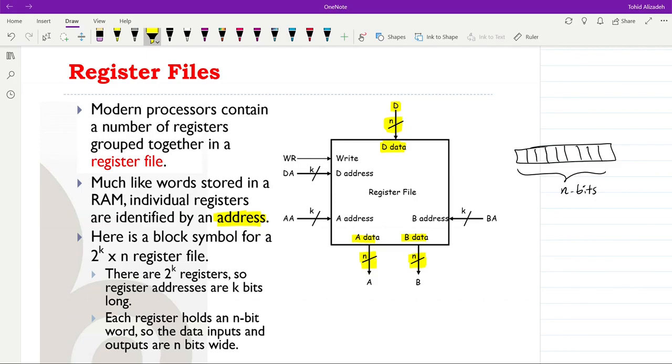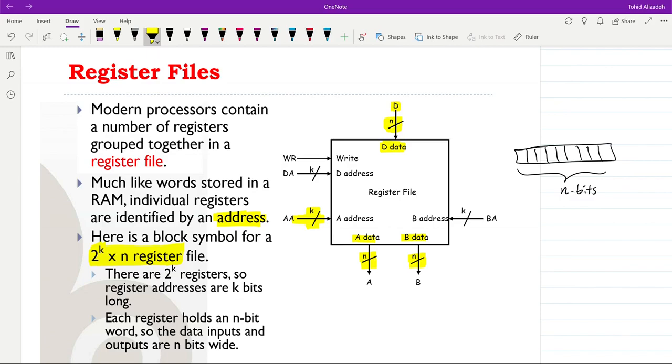Over here for our register file example, we assume that we have 2 to the power of k elements or registers, and each register has n bits of data. So our register file is 2 to the power of k by n register file. In order to access those, we need to have the address lines for our register including k number of bits, because with k number of bits we can address up to 2 to the power of k number of elements, and that's what we have here.